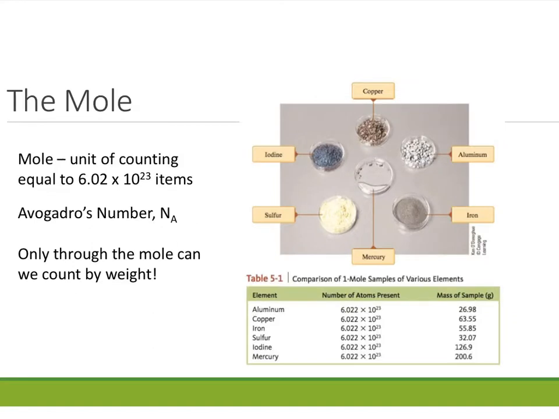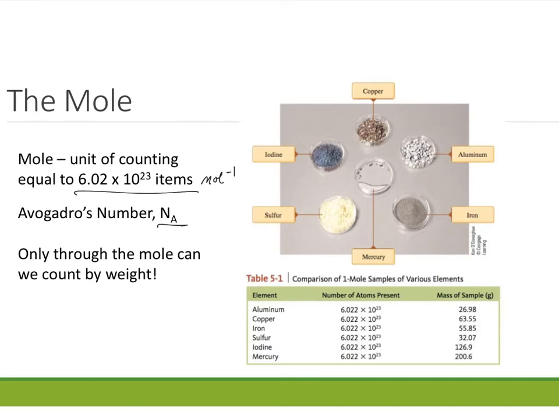The mole is a unit of counting, and it has a value equal to 6.02 times 10 to the 23rd items. The units on that number, Avogadro's number, symbolized with a capital N sub capital A, are interesting. The units are inverse moles, moles to the minus 1. That means that you can put anything on the numerator that you want. So you can have 6.02 times 10 to the 23rd atoms per mole, 6.02 times 10 to the 23rd molecules per mole, 6.02 times 10 to the 23rd chickens per mole.